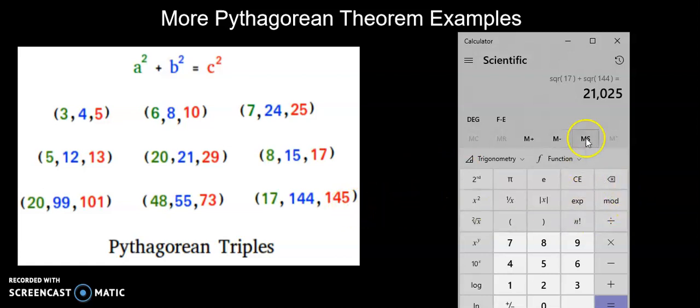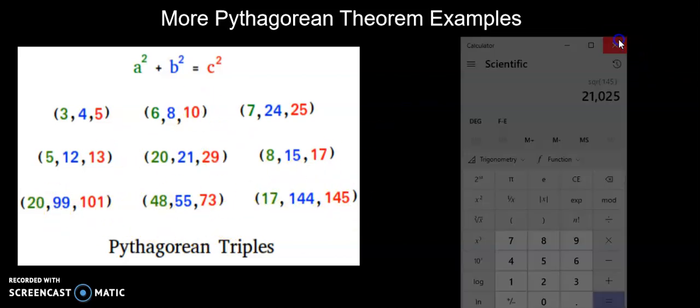What would that give us? Will it give us 21,025? So 145 squared. Yes. So this is a Pythagorean triple. There are many. Here are just some that I found. So maybe check these other ones, see if they work.